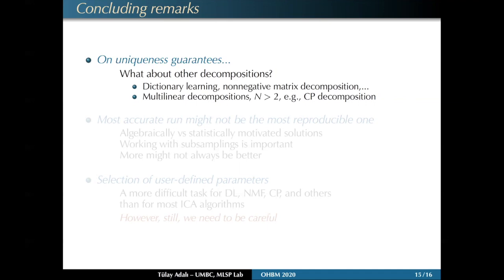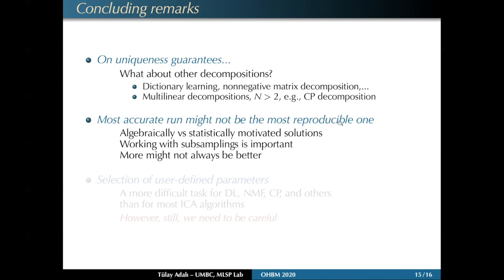However, even with that, we noted that we have to be careful. So one other point to underline is that the most accurate run is not necessarily the most reproducible one. So this is a point that I end up discussing quite a bit with colleagues who work on more algebraically motivated methods. So for me, dictionary learning, tensor decompositions, even though obviously we can make the statistical connection through the Gaussianity assumption, they are more algebraically oriented. But picking the most reproducible, most consistently estimated one is the one that's going to give me generalization.